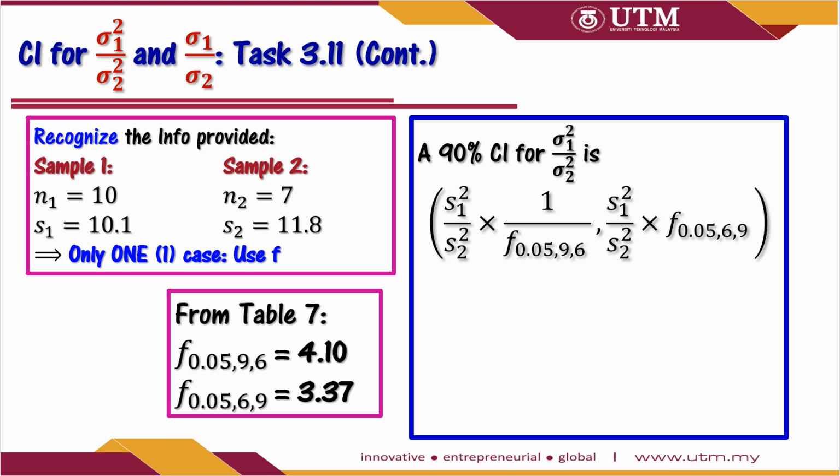Now substituting all these relevant values required in the formula and doing a simple calculation, the 90% confidence interval for the ratio of population variances sigma 1 squared over sigma 2 squared is then given by 0.1787 and 2.4689, which are correct to 4 decimal places.